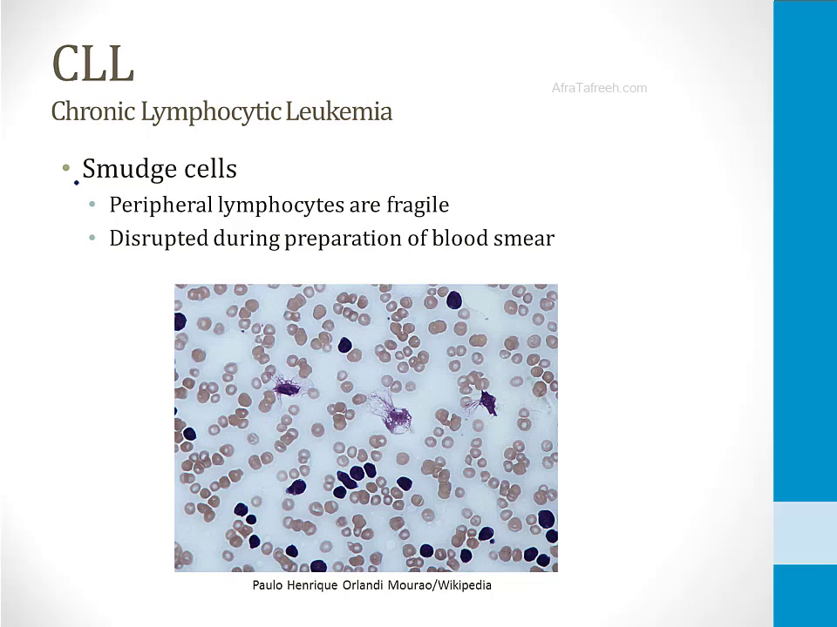The hallmark of CLL in the peripheral smear is the presence of smudge cells. The peripheral lymphocytes in CLL are fragile and they're disrupted during preparation of the blood smear. Shown on the screen are a number of smudge cells. The lymphocytes don't look like this when they're circulating in the blood, but they take on this appearance when you prepare them for the blood smear.